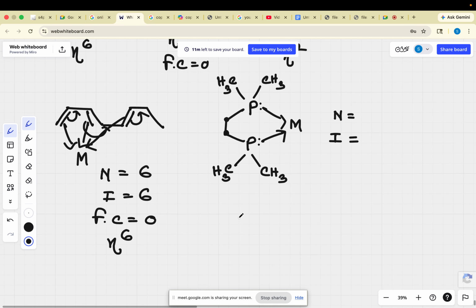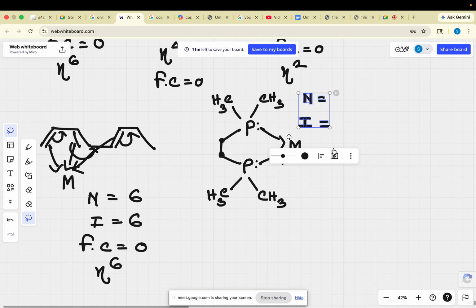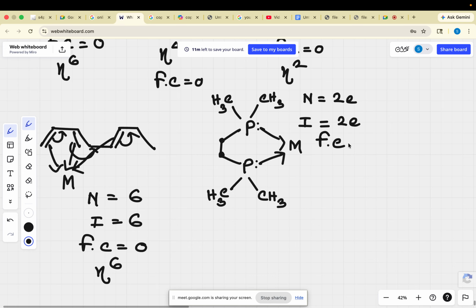So that time you have to check separately. So for this phosphorus center we will check separately, and for this phosphorus center we will check separately. So definitely it will be 2 electrons, here also 2 electrons. Formal charge will be 0. And for the one below also, you can write down neutral method it is donating 2 electrons, ionic method also it is donating 2 electrons, and formal charge will be 0 as well.